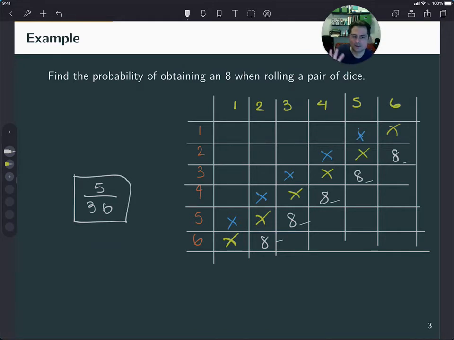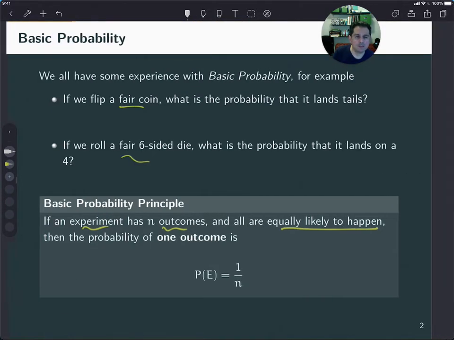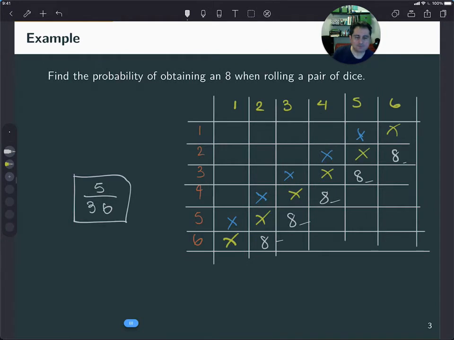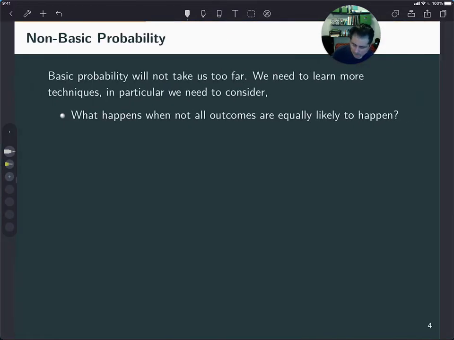Now I'm using something not my basic. In my basic one before, I only had it with a 1 up there, but we're going to set this up, right? It's a bit more complicated. But you can count the number of favorable outcomes of what you want divided by the number of total outcomes. So this basic probability notion will not take us too far. We're going to need to learn more techniques. I put a few things that we need to learn so we can dive deeper into probability.